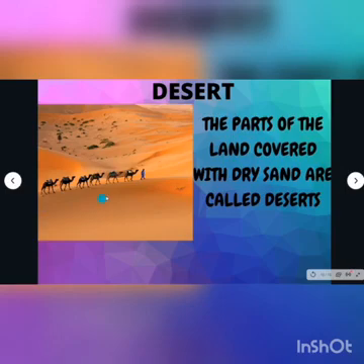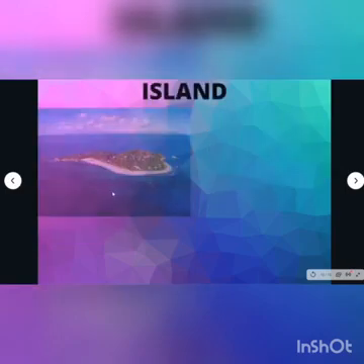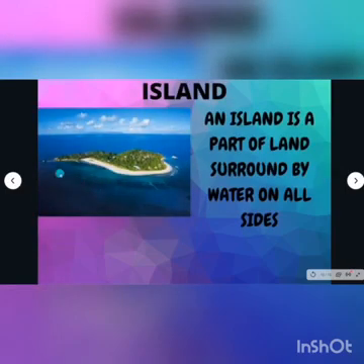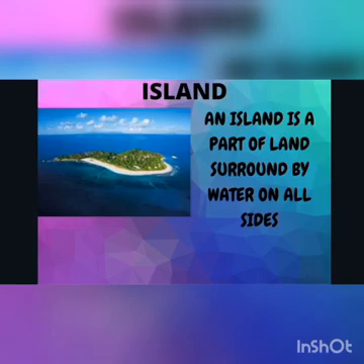Okay. The next landform we'll take is island. See the picture, students. The picture is so beautiful. It is an island, and an island is that part of the land which is surrounded by water on all sides. As you see in the picture, a beautiful island surrounded by water.